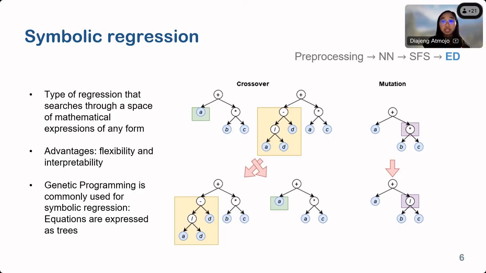There are two advantages of symbolic regression. First, its flexibility: it can model complex relationships without pre-specifying the form of the function. And its interpretability: it's comprehensible compared to black box models such as the neural network. Commonly, genetic programming is used for symbolic regression, which is an evolutionary algorithm. Here, equations are expressed as trees. Several genetic operations are applied, for example crossovers, in which branches are switched, or mutation, where one or more nodes are randomly changed.